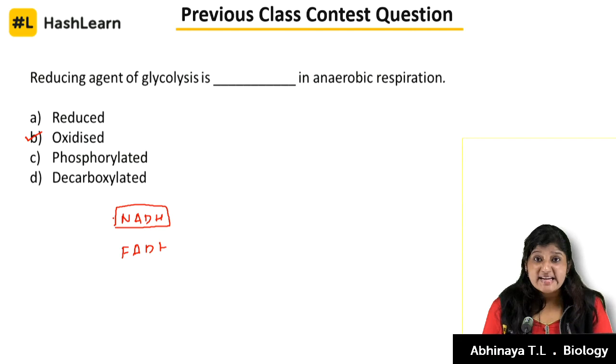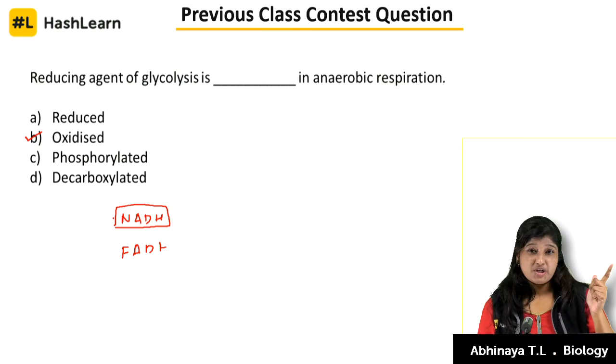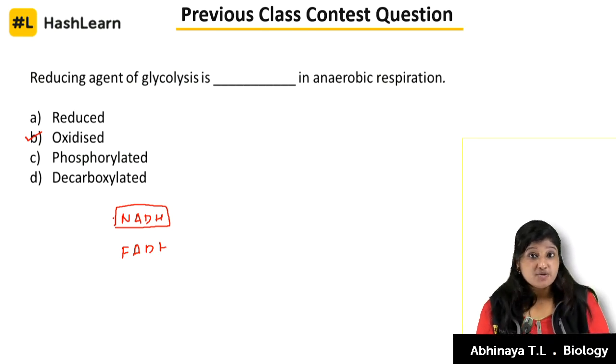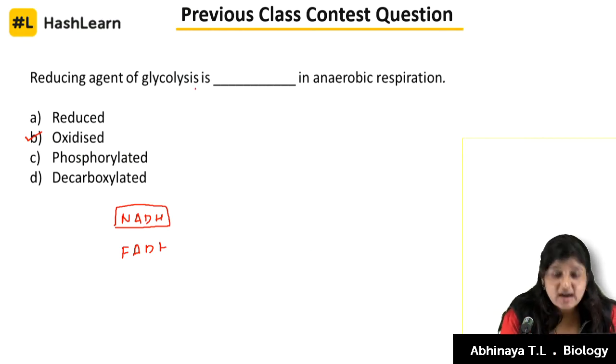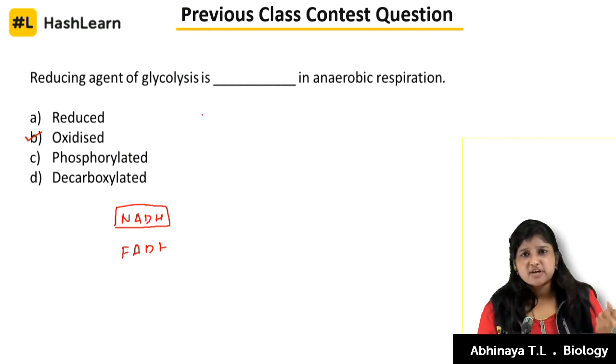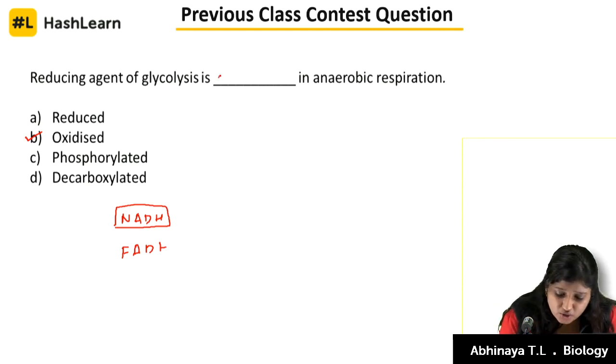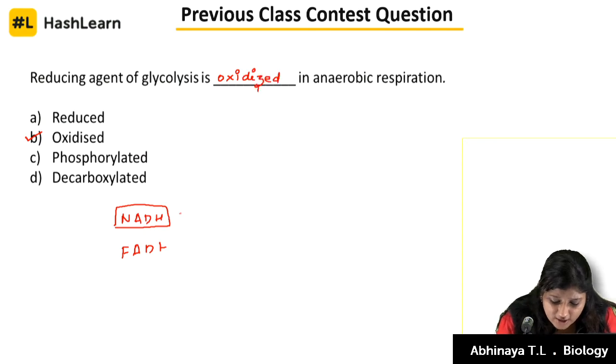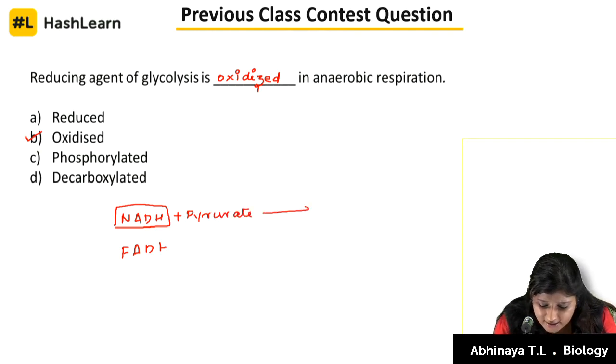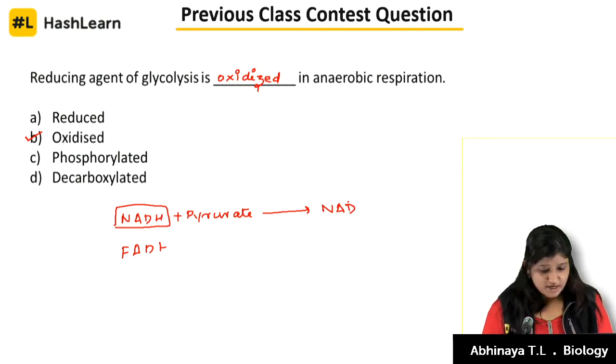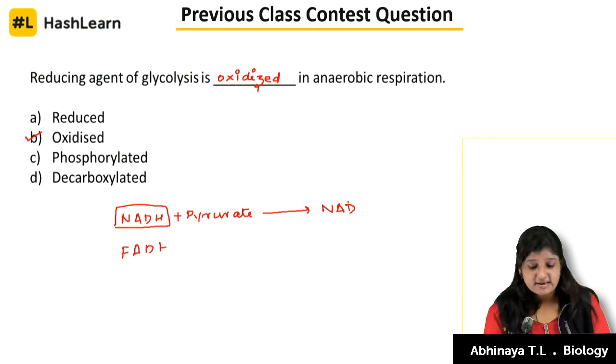So NADH was utilized to reduce pyruvate. We were talking about fermentation, right? In fermentation pyruvate got reduced by NADH. So NADH of glycolysis is oxidized. Now when it is utilized for reduction, it will get oxidized. So it is oxidized in anaerobic respiration. After reducing pyruvate, NAD comes out, that means it got oxidized. Simple, no? I hope you have understood the concept behind it.